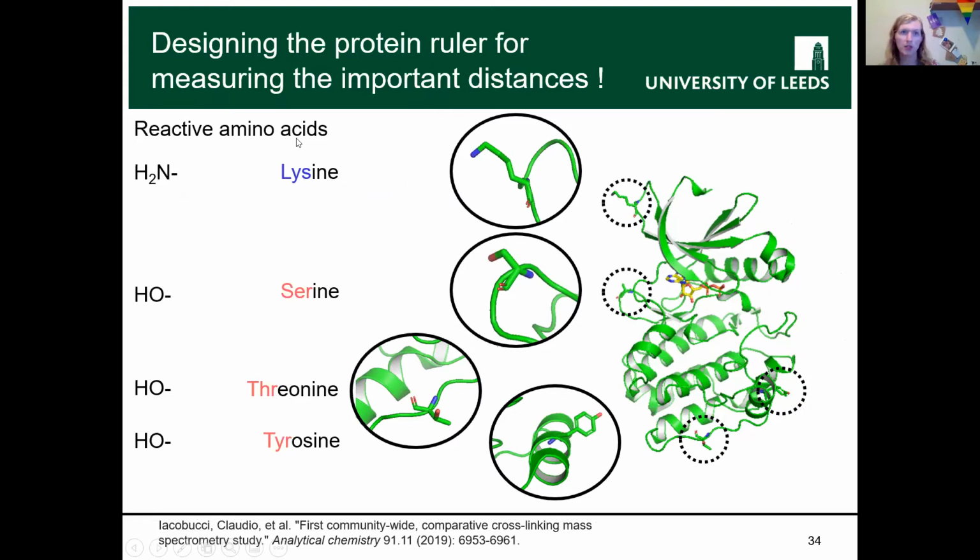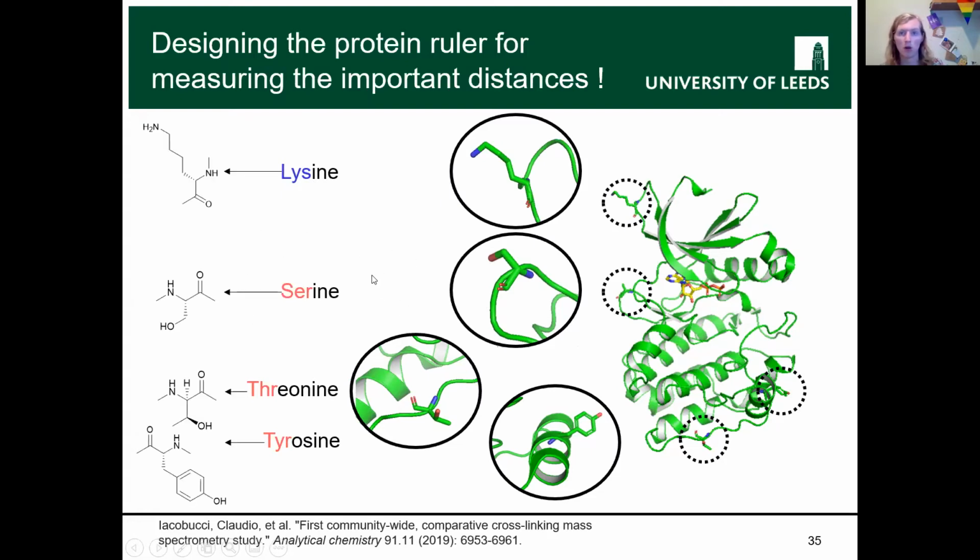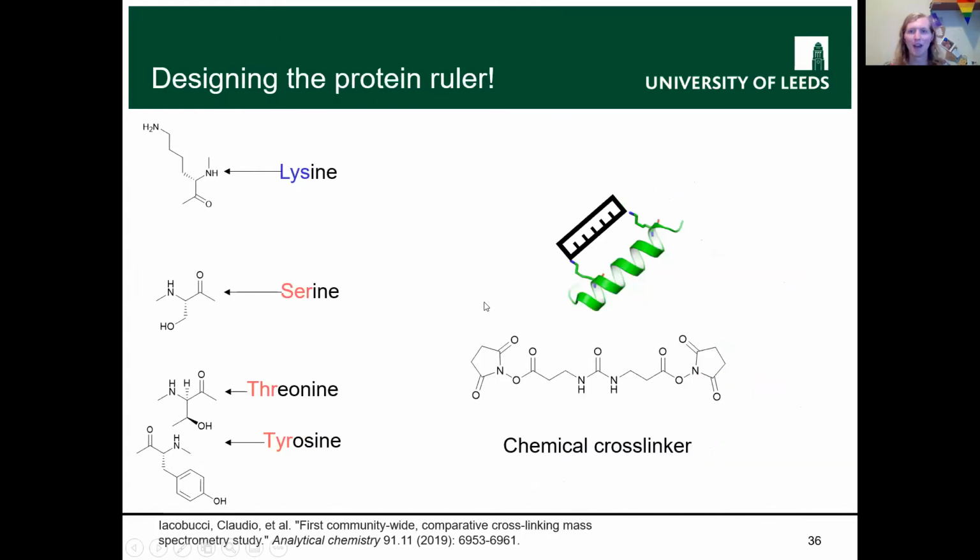But what you can do with cross-linking mass spectrometry is measure between reactive amino acids. So we see here I've highlighted the four reactive amino acids that we use, which are lysine, serine, threonine, and tyrosine. They have reactive side chains, which we can do chemistry with to then measure our distances on our protein. This is just the chemical structures, just to show that yes, I can still do chemistry, I can still make figures that have chemicals in them.